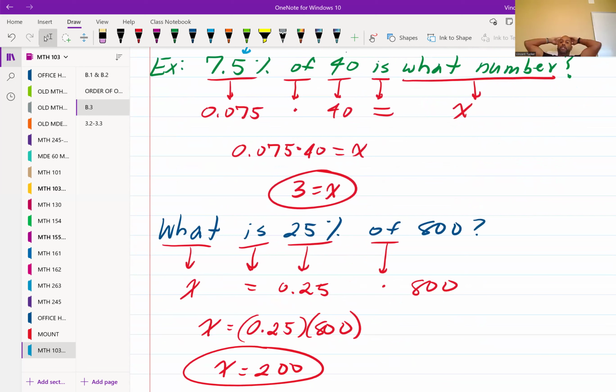All right, next one. What is 25% of 800? So once again, what is our variable? Is our equal. 25%, moving that decimal 2 places to the left, is 0.25. Of is multiplication, and 800 is 800. 0.25 times 800 is equal to 200.